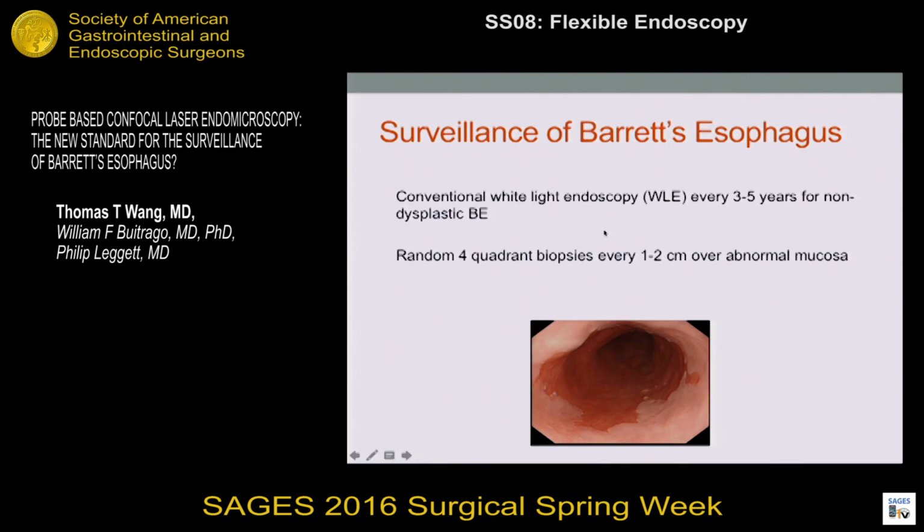For the surveillance of Barrett's esophagus, the current widely practiced method is the use of conventional white light endoscopy with random biopsy every 3 to 5 years for high-risk patients. But with current modalities being put forth, these surveillance recommendations are continuing to evolve and to change.